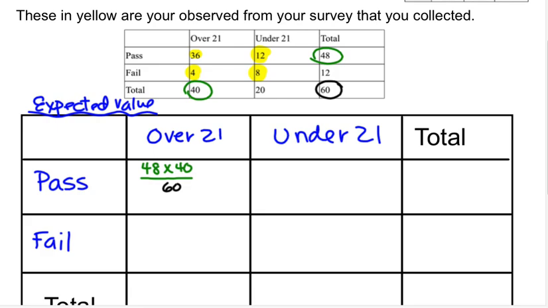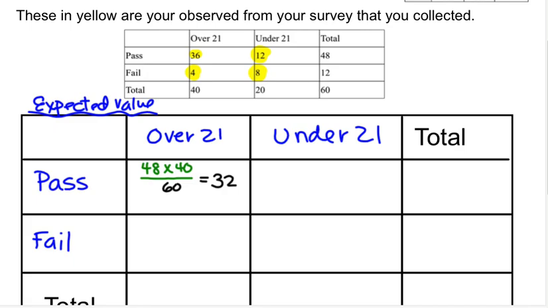So we take 48 times 40, and we're going to divide it by 60. And what we get is 32 people. So what should have happened when we went out and did our survey is 32 people should have been over 21 and passed their driver's test the first time. Okay, so I'm going to go ahead and erase this again.